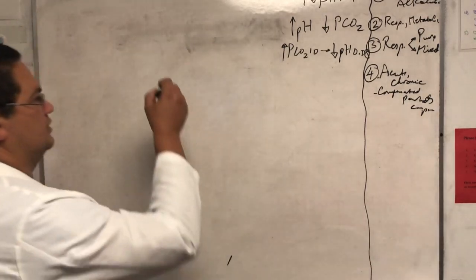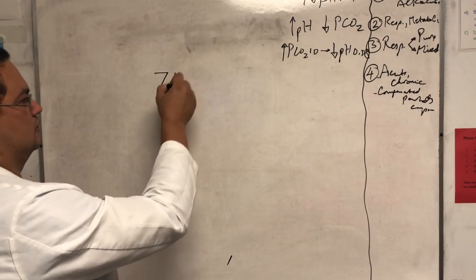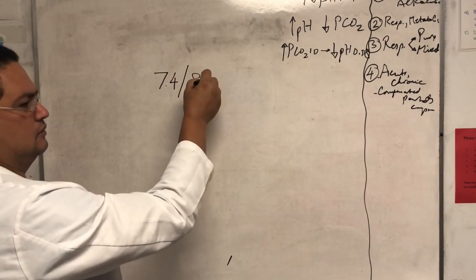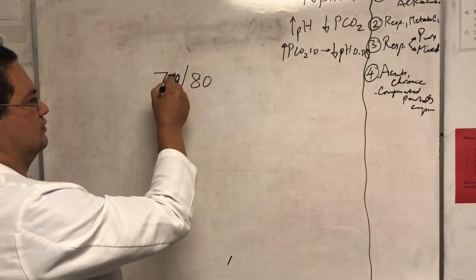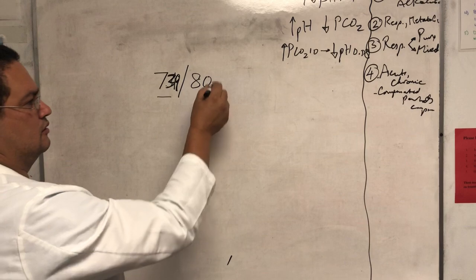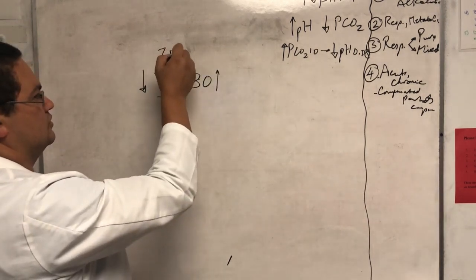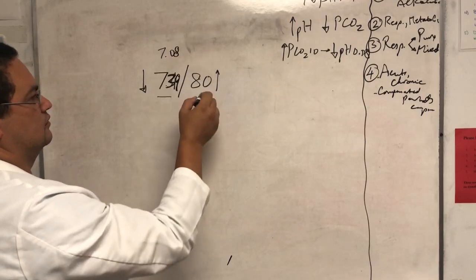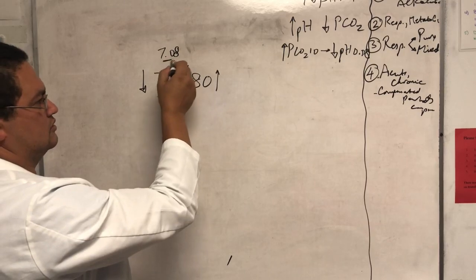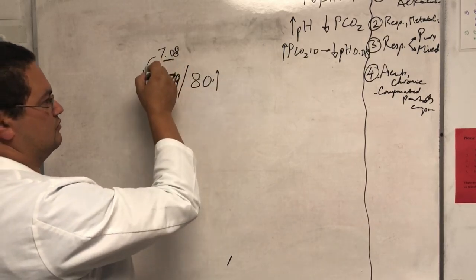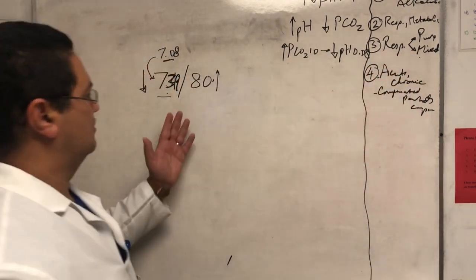So if you find somebody like this, 7.4, 80. Let's say, to make it easy, 7.39, 80. So this is acidotic, respiratory, and we can tell that this is 7.08, right? This one goes up. This will be 7.08, and something brought it up to 7.38. So it's mixed. Now we're going to go to number 4.